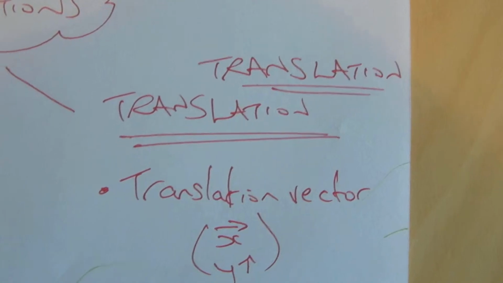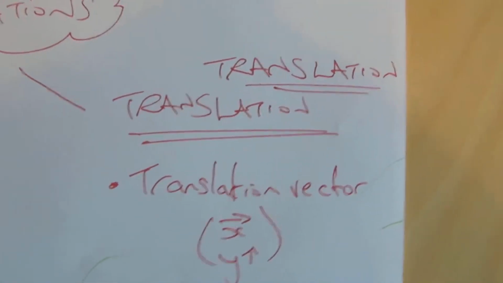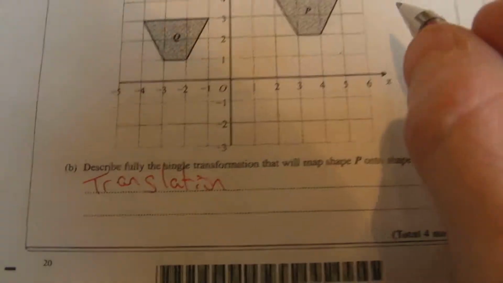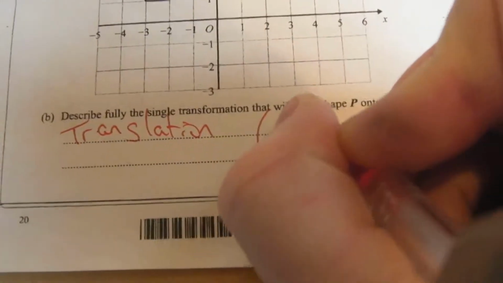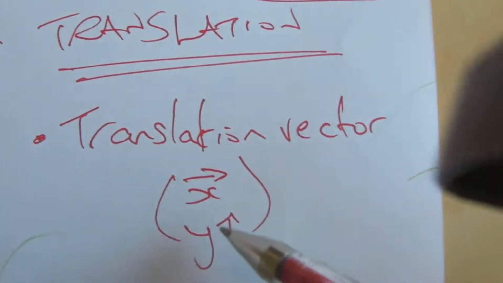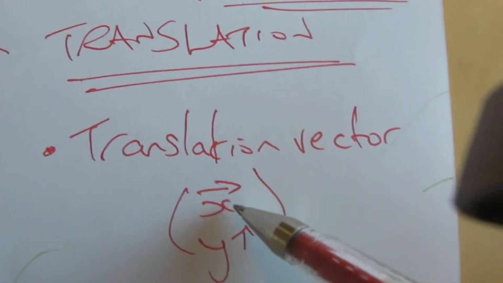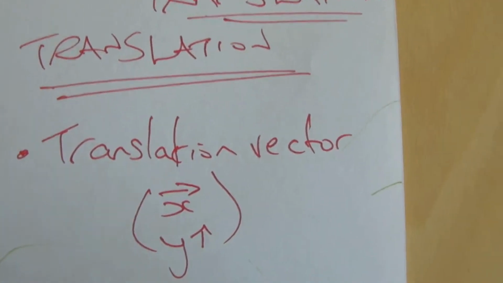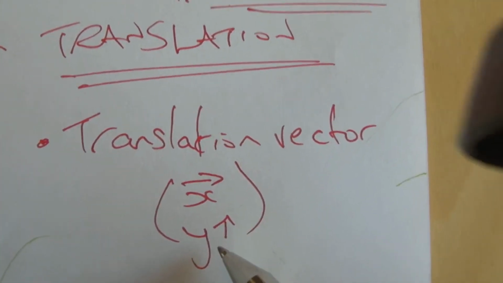And then, because it's a translation, I've got to give the relevant information with that. So for translation, I need to give a translation vector. So it's a translation, and I need 2 brackets here, 1 number on top of the other. And if you remind yourself, the top number tells you how much you've gone in the X direction, and the bottom number tells you how much you've gone in the Y direction.